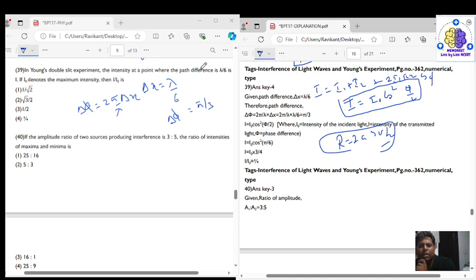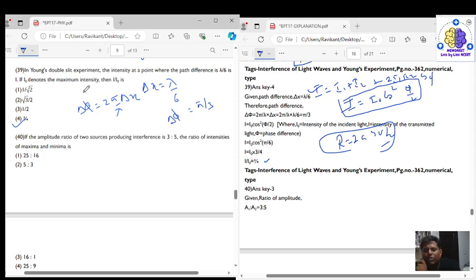This is I, and this I is equal to I naught into cos square phi by 2. From this formula, we will get I is equal to I naught into cos square phi by 2. So phi is pi by 3, so we will put pi by 6 over here. Pi by 6 means 30 degree. So cos 30 is equal to root 3 by 2. Because we have square over here, it will become I is equal to I naught into 3 by 4. So I upon I naught is equal to 3 by 4. So the correct answer for question number 39 is 3 by 4, right?